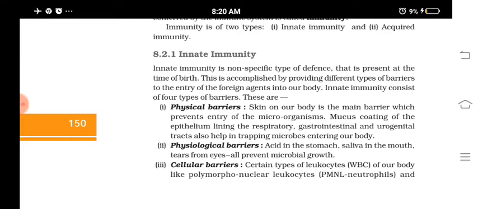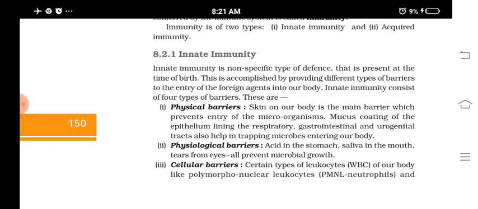So in those regions there is mucus coating of the epithelial lining of the respiratory, gastrointestinal and urinogenital tracts. They are actually physical barriers. They physically prevent the entry of microorganisms. So that includes skin and the mucus coating of various openings of the body.